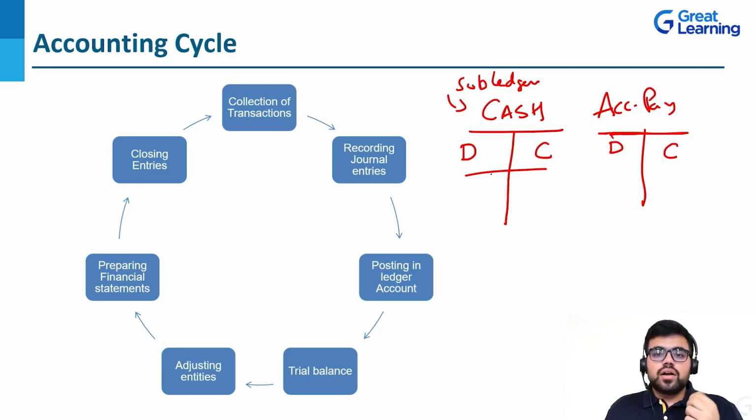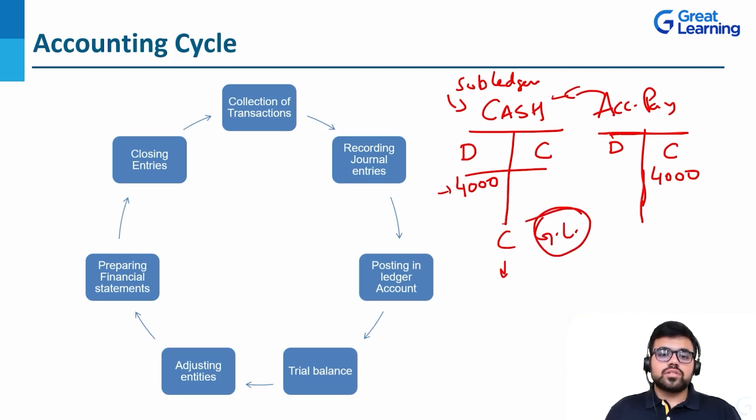For example, you are liable to pay, let's say, $4,000, right? So you will debit $4,000 from the cash account, and you will credit the same into the accounts payable section of $4,000. Then there would be one book that would combine the two for recording things, right? That is known as a ledger. That's all. Next is the trial balance.